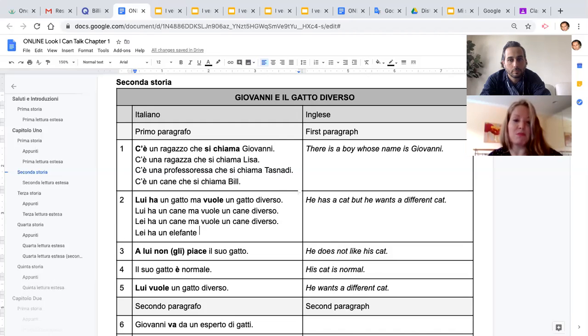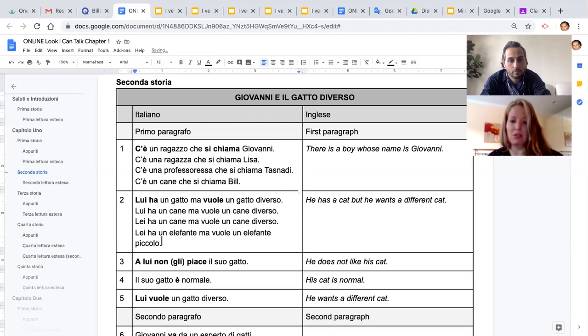But she wants a small elephant. How do we say small? Do you remember that? It's piccolo. And because elephant is masculine, we don't change the ending. It's just un elefante piccolo. Vuole un elefante piccolo. Perfetto.